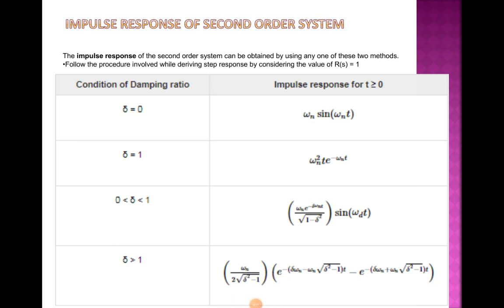So in this session, we have derived the second order system response with the different cases of damping factor, that is delta equal to 0 and delta equal to 1, and delta value varied from 0 to 1 or delta value greater than 1. So you should mainly focus on the derivation of the second order system response for delta value varying from 0 to 1. That will be asked in the university examinations.